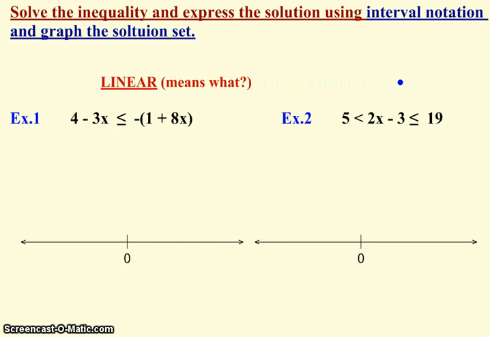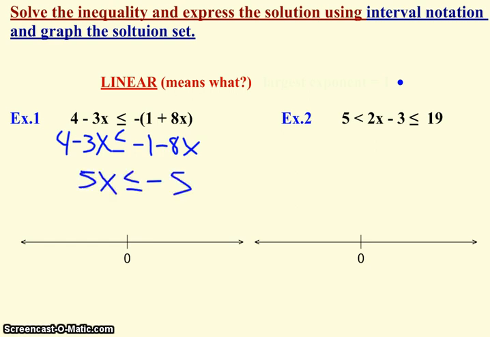So we're going to start out with distributing the sign over here on this side. So -1, -8x. Then it's get x on one side, number on the other, your typical kind of algebra solving. So I'm going to add the 8x over, so this is going to be 5x. And subtract the 4 over, -5. Divide by 5, x is less than or equal to -1. Pretty straightforward inequality idea.